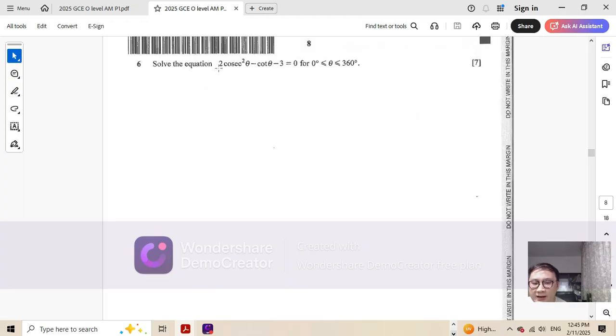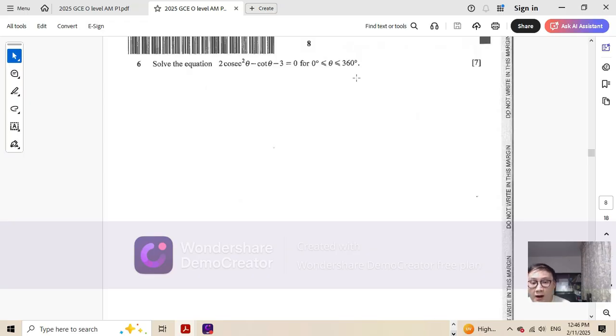When you want to validate your answer, you may want to write this equation in another equivalent form, which is 2 over sine squared theta minus 1 over tangent theta minus 3 equal to 0. Then you substitute your answer for theta, and you see whether you get 0. If you get 0, congratulations, your answer for theta is correct.